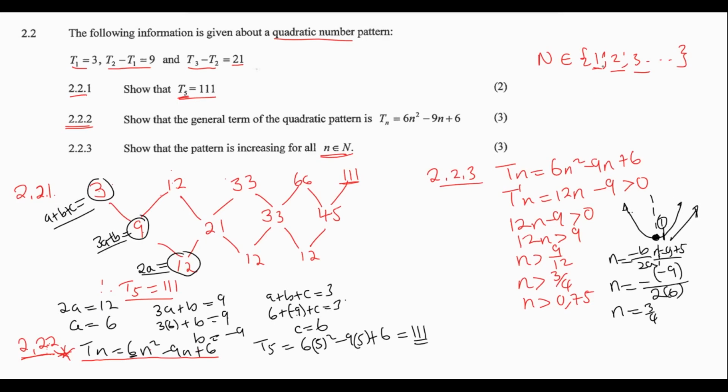But remember, n can never be a decimal. It can only be a natural number. So therefore, Tn is increasing for n an element of what? Natural numbers.